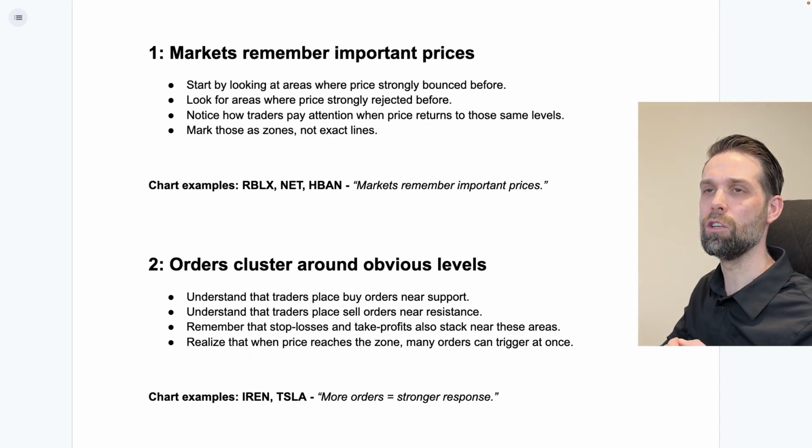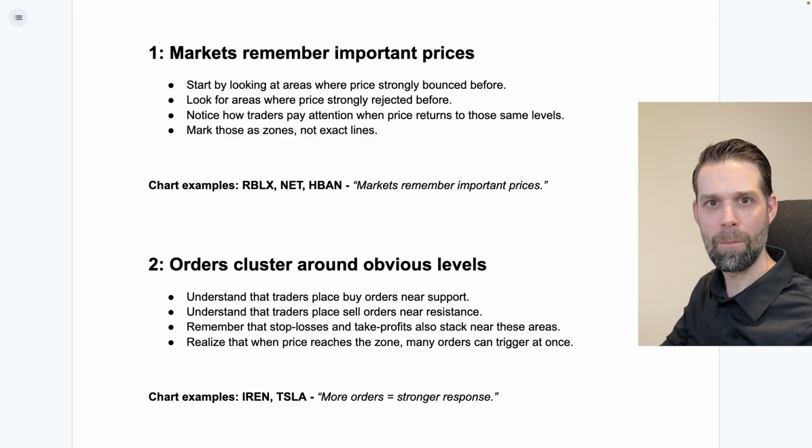So the first thing to consider is that markets remember important prices. We can start by looking at a chart, looking left, finding areas where price was previously rejected, where it previously bounced, and just know that the market is going to remember some of those key prices. We want to think of these as zones, not particular exact lines.